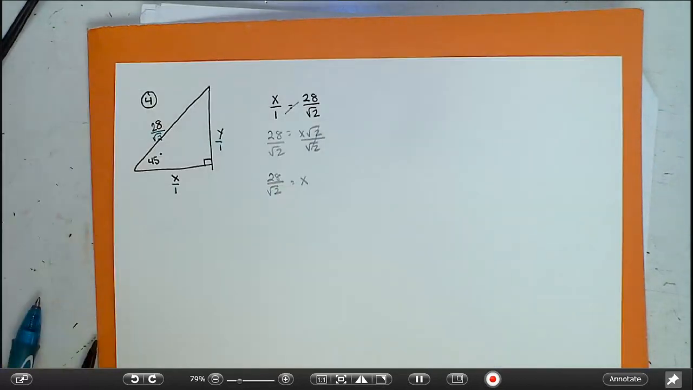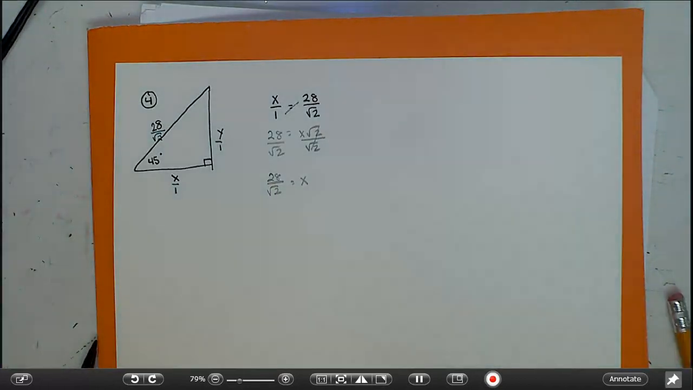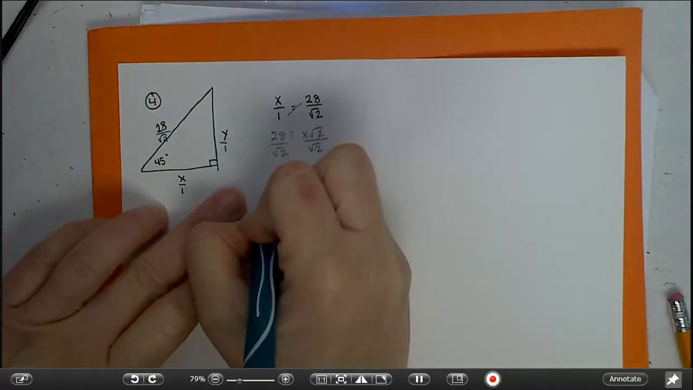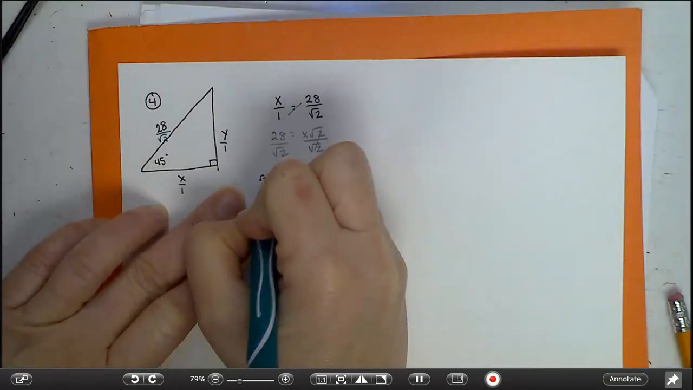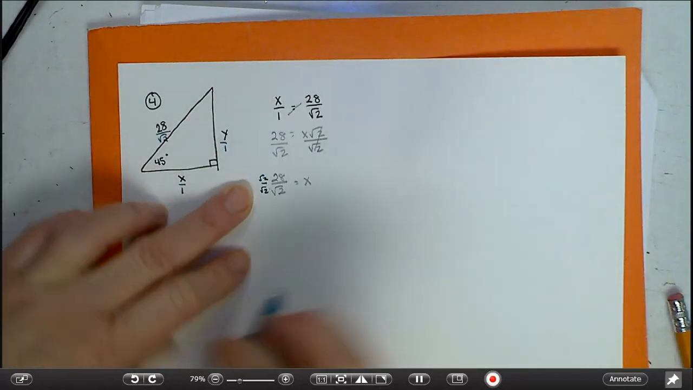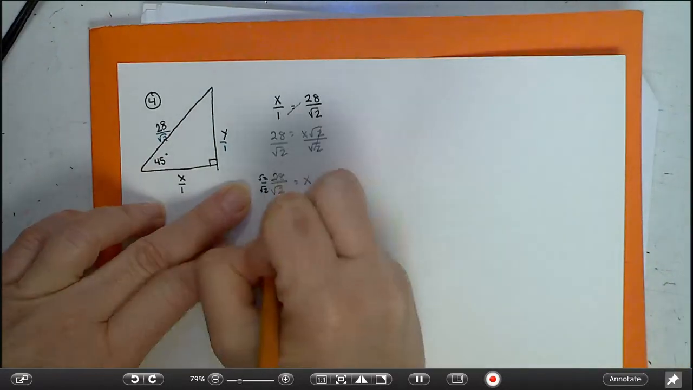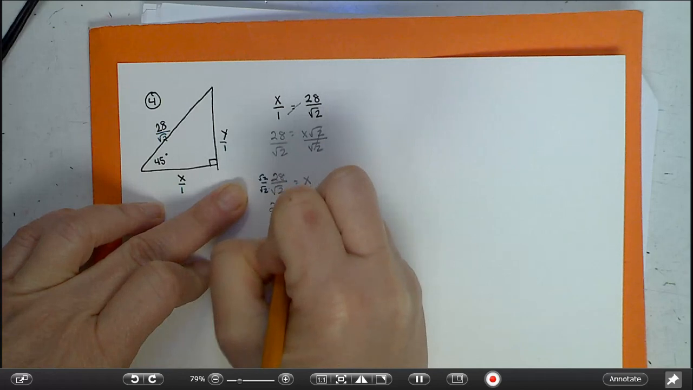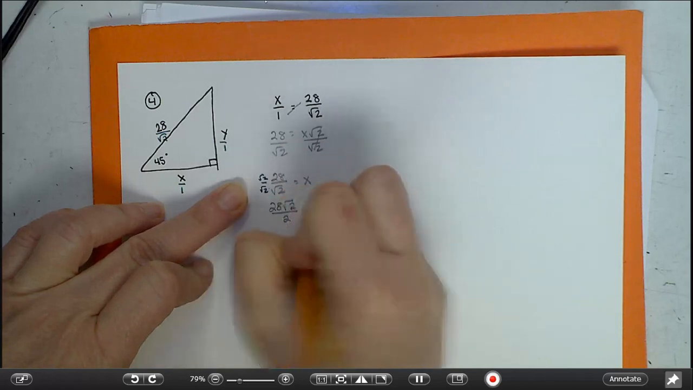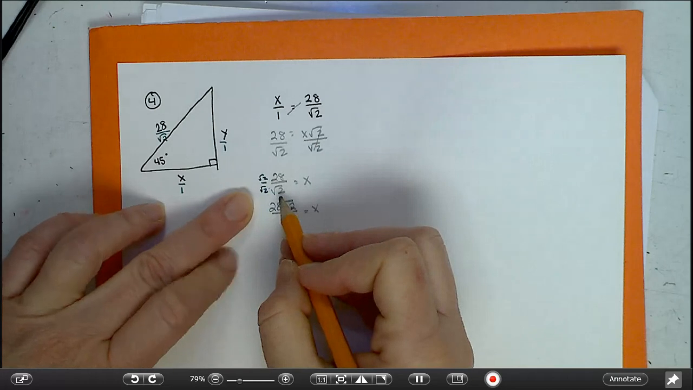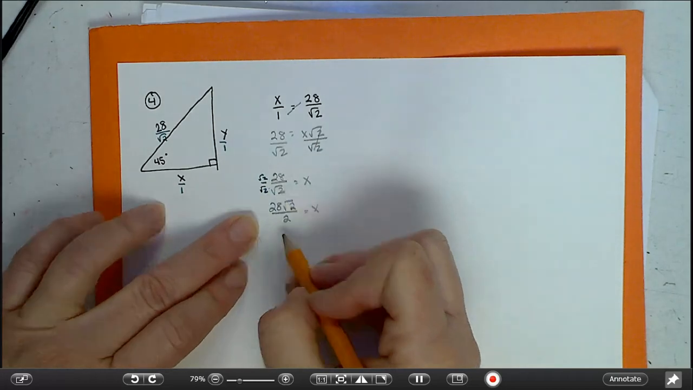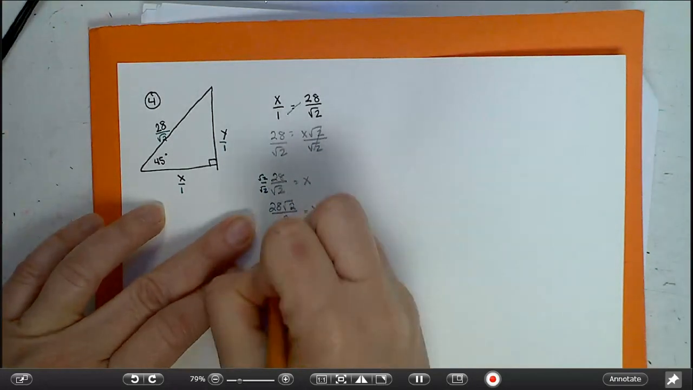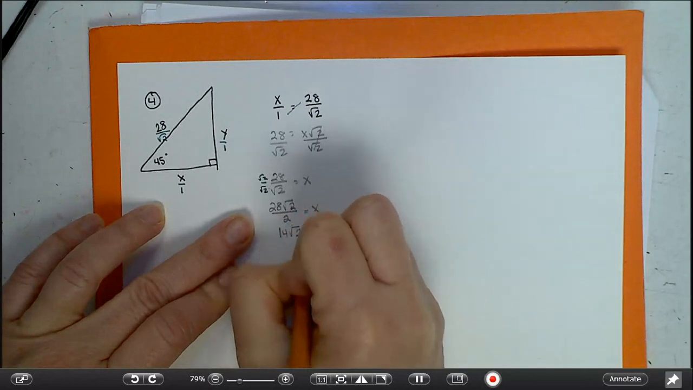Now, as you know from our radicals unit, you cannot leave with a radical in the denominator. So we're going to rationalize by multiplying the numerator and denominator by the square root of 2. So we have 28 root 2 over 2. Because remember, the square root of 2 times the square root of 2 is the square root of 4, which is 2. Then we can divide. So 14 root 2 equals x.